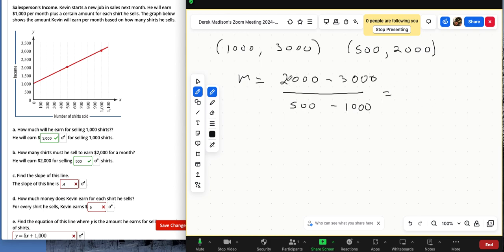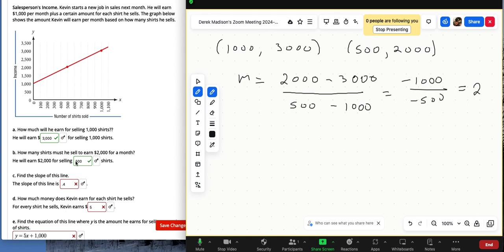And so here we get 2,000 minus 3,000, so that's minus 1,000. And down here, 500 minus 1,000 would be minus 500. And that's what I was saying: if we wrote these in the opposite order, 3,000 minus 2,000 would be positive, 1,000 minus 500 would be positive. It doesn't matter. The signs are going to reduce either way. And that would end up being a positive 2. So that means he's making $2 for every shirt.